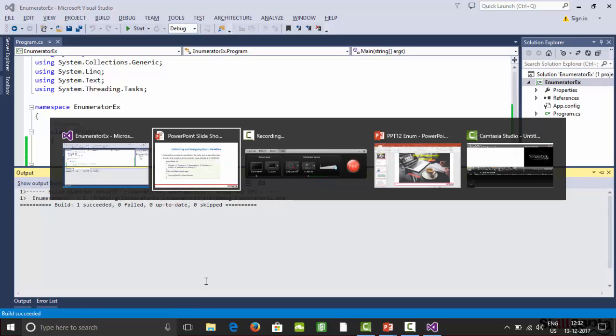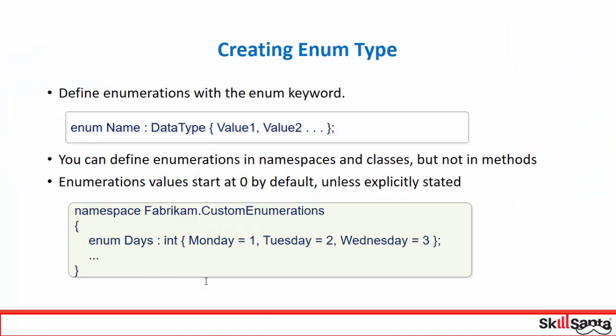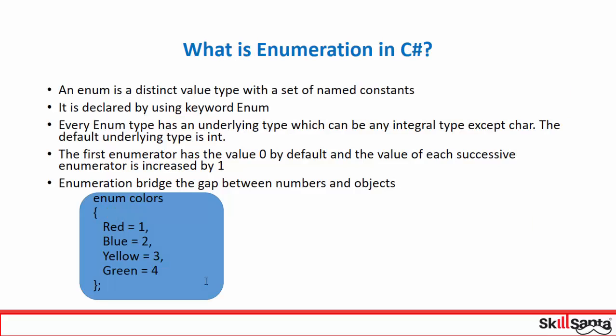So this is the example of this. Enumeration bridges the gap between numbers and objects. Basically it is used to bridge the gap between numbers and objects. So you can create as many objects, as many named constants, in this location.